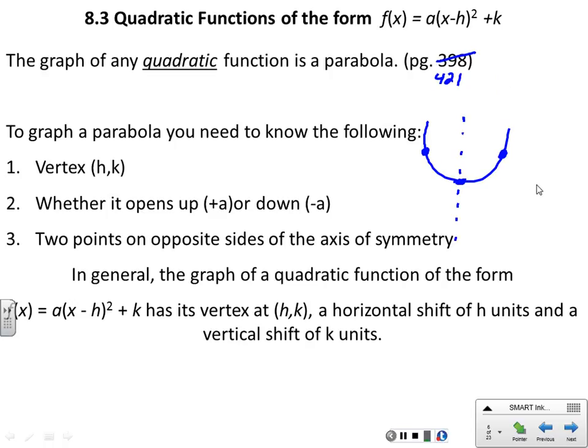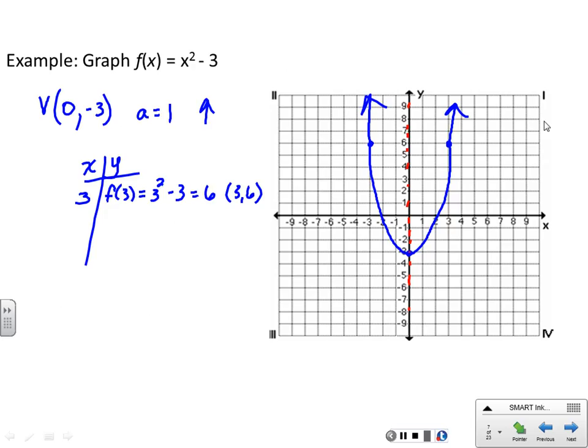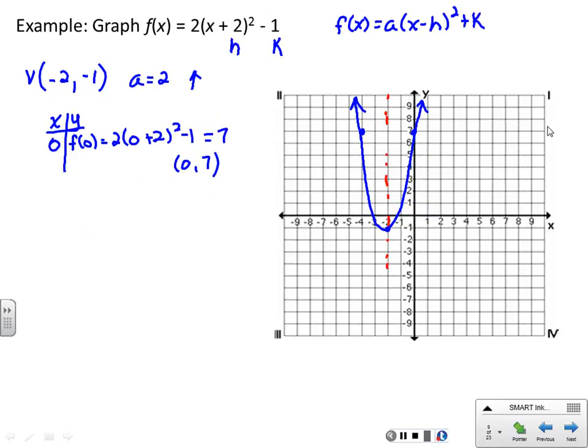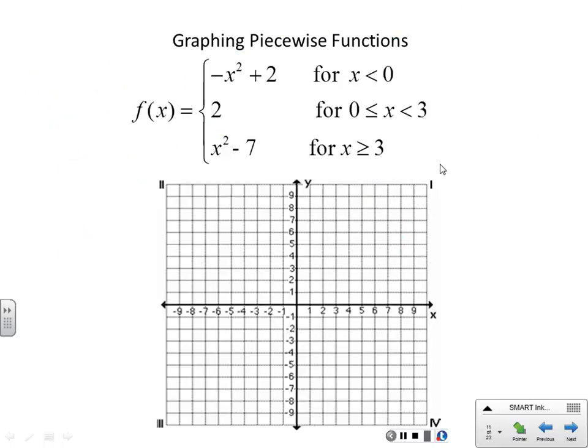Remember, if anything is in standard form, and we're going to talk more about this tonight, you can just look at it and basically find the vertex and graph it from there. So we talked about that. We're going to use that a lot tonight, in fact. And then this is where we got to.